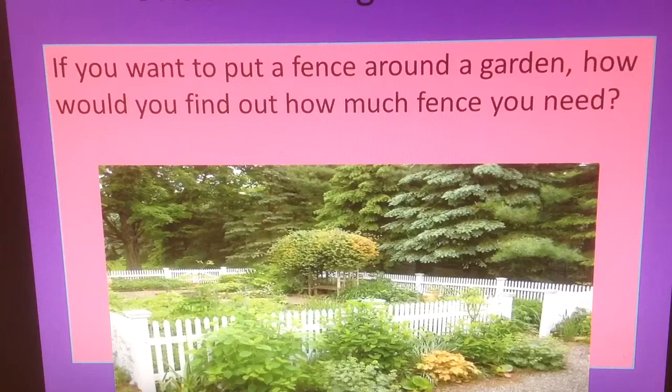You want to put a fence around your garden? How would you find out how much fence you need? This is a problem where you would need to understand how to do perimeter. You'd have to measure it maybe with a yardstick or a ruler.